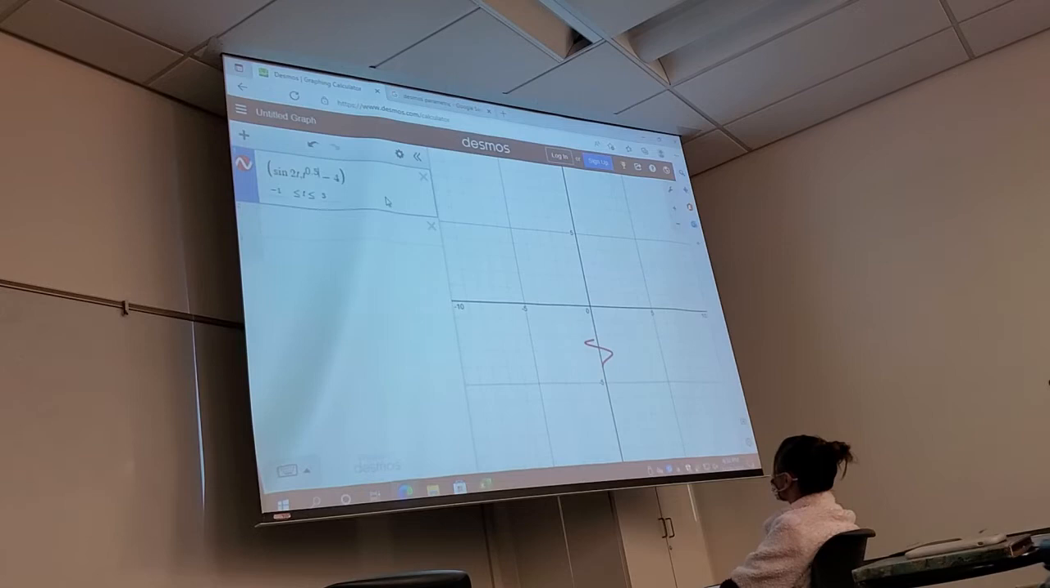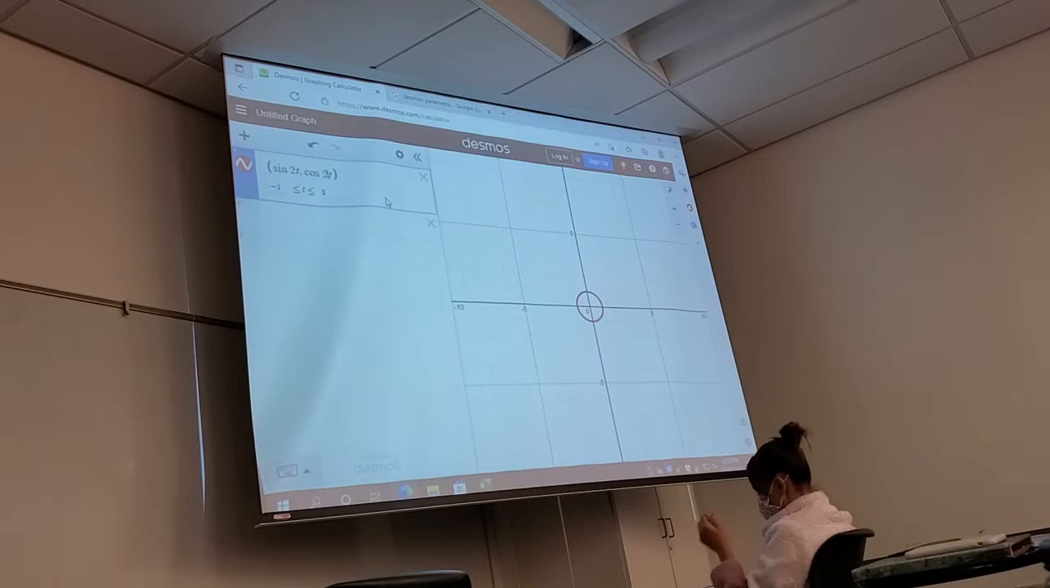So what if I make this cosine? We're going to get a circle. That's boring, right? That's not boring. Sorry, little circle. So of course, what's the 2 do? Gives it a radius of 2? No. Gives it a radius of 1. It's a radius of 1.